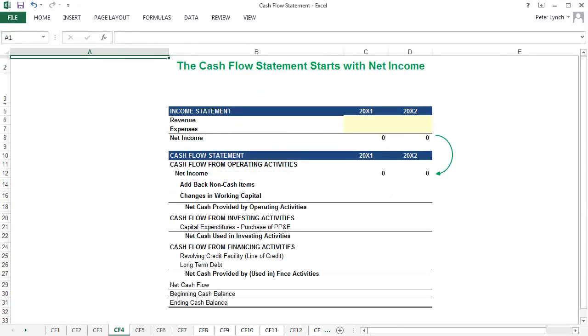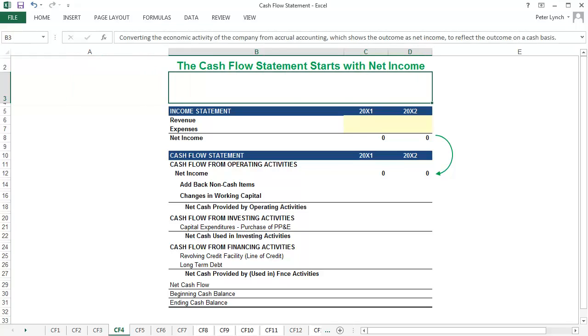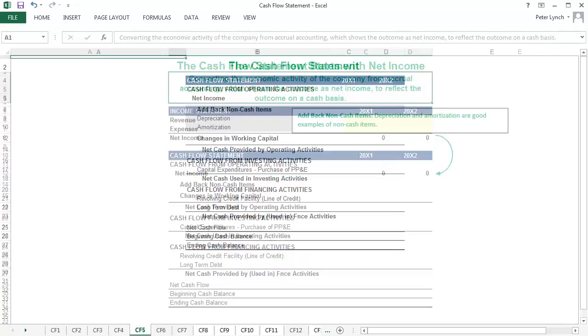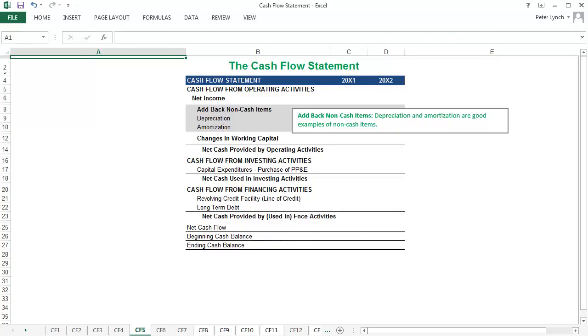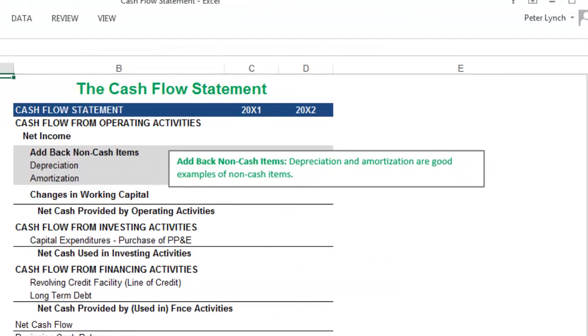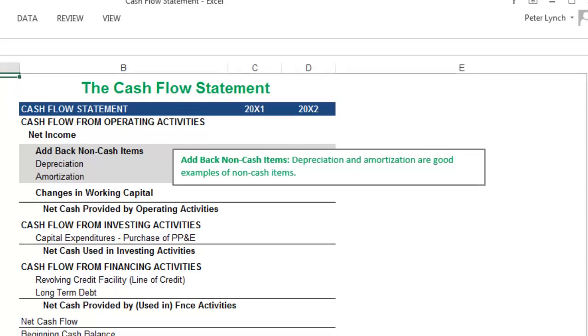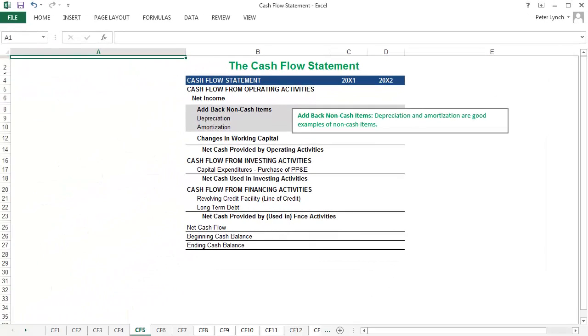The first item listed on your cash flow statement is net income. In your financial model, this will pull directly from the income statement. And what you're doing as you work towards your cash balance is converting the economic activity of the company from accrual accounting, which shows the outcome as net income, to reflect the outcome on a cash basis. To work towards this cash balance calculation, starting with net income, you will then add back non-cash items. And here we have depreciation and amortization listed because they are good examples of non-cash items.